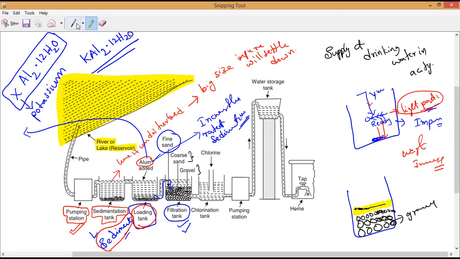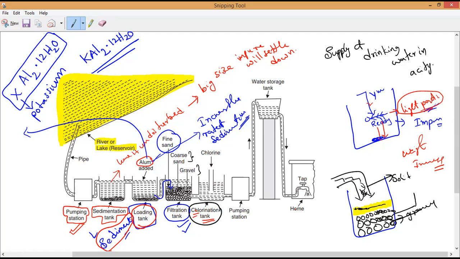Fine sand. So whenever the water enters this filtration tank, all the small particles and most of the solid impurities will settle in this tank, and only through the bottom surface will the water enter into another tank. What is the tank called as, Mr. Reddy? Everybody, chlorination tank.